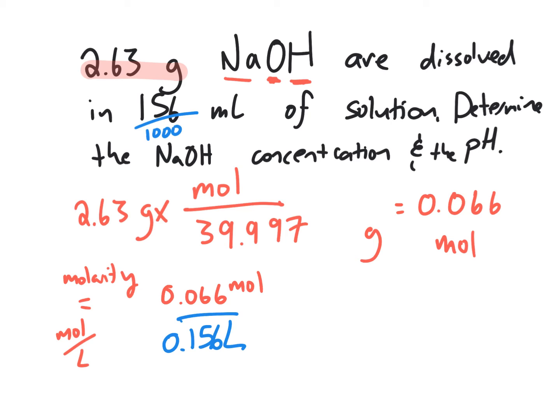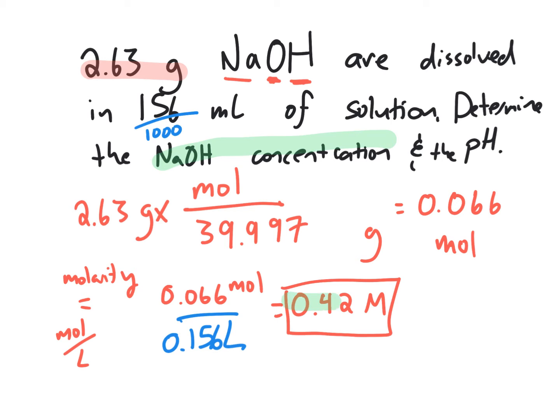I divide 0.066 divided by 0.156. And I get 0.42 molar. So that is my concentration of NaOH. Concentration always means molarity. So that's my concentration of NaOH, my molarity of NaOH.